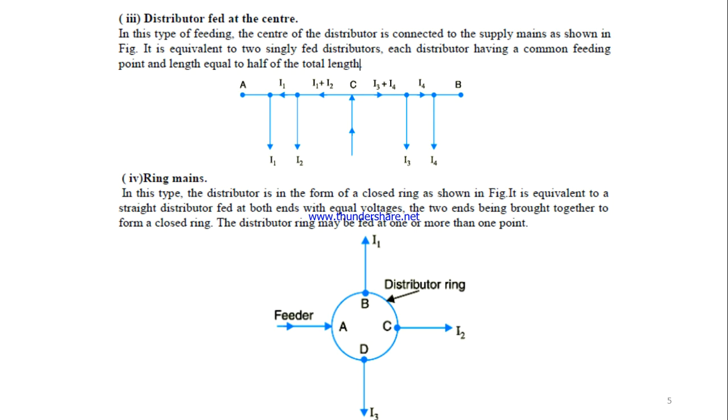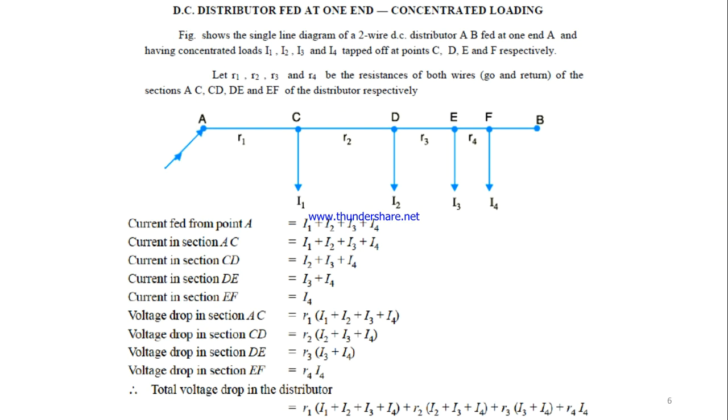Suppose it is a ring main, that is, a closed ring type. Then we will have a feeder at A which supplies both sides, clockwise and anti-clockwise. As per the tappings, we can have the current flowing through and the voltage drop accordingly. Let us consider this first one. We have the feeder at A.